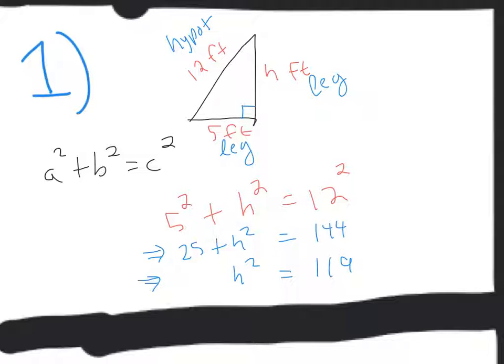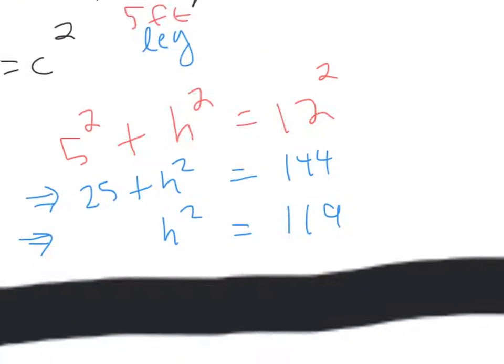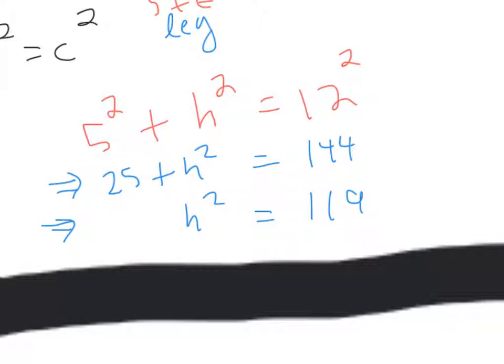Okay, so now we just have to find the value of h, and remember we can use the inverse operation. The opposite of squaring a number is taking the square root. So whatever I do to one side, I have to do to the other side. These cancel out. The h comes free out of jail. So h equals the square root of 119.